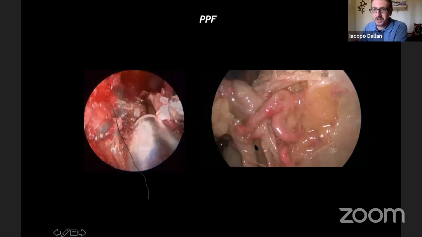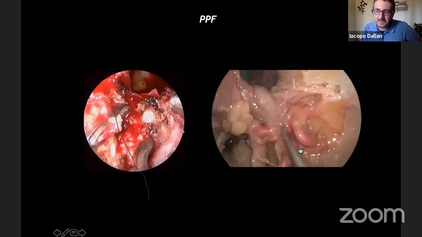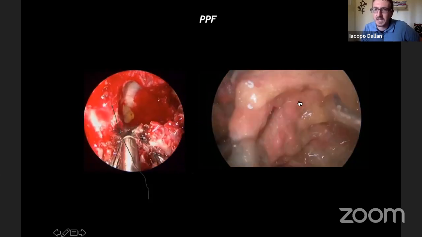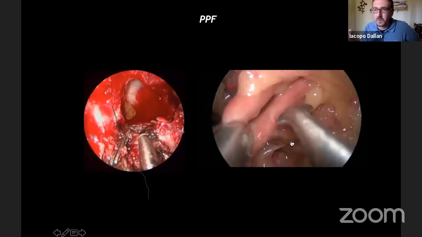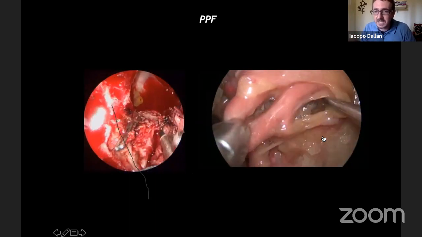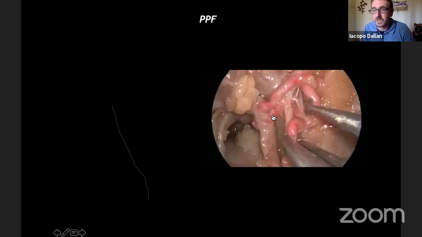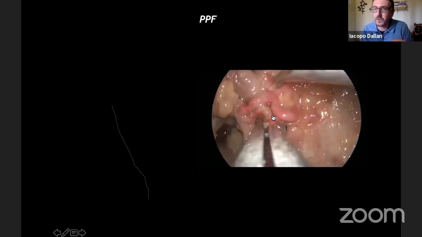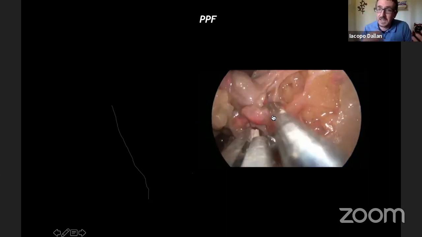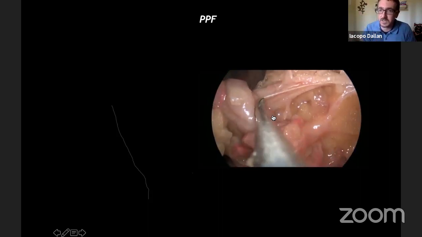Of course, you need to learn your alphabet and understand that there are a lot of branches here. There is the DPA, the descending palatine artery, the greater palatine nerve just behind, the connecting branches between the pterygopalatine ganglion and the vidian nerve and the V2. And nicely you can see also the sympathetic fibers around the maxillary artery. What is important is that you should understand the meaning. If you create damage to the vidian nerve, you can have a dry eye because the fibers bring information for the lacrimal gland. And this is important to be understood.